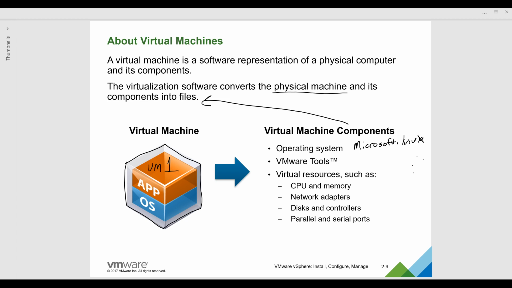You have VMware tools installed. You've got your virtual resources. You have your CPU, your memory. You've got your network adapters. You have your disk and controllers for storage. Your parallel and serial ports are all built into that.